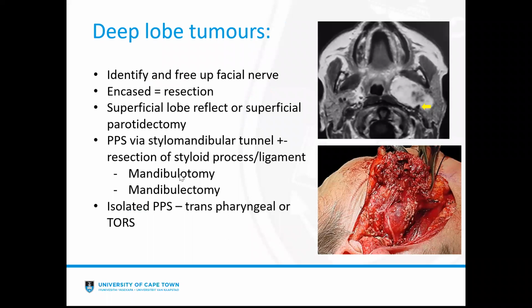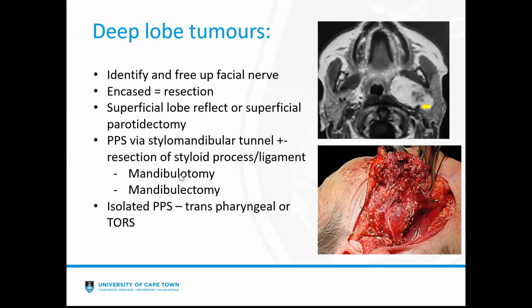In terms of resection of tumors of the deep lobe, the principles include identification and freeing up the facial nerve when possible, and again, where encased, it should be sacrificed. The underlying deep lobe is accessed either by superficial parotidectomy or by simply reflecting the superficial lobe anteriorly and replacing it back at the end of the procedure. Some surgeons' philosophy is to resect the superficial lobe with the deep lobe in all cases of malignancy, regardless of whether or not it is involved, as there is concern for occult metastases in the superficial lobe of the parotid.